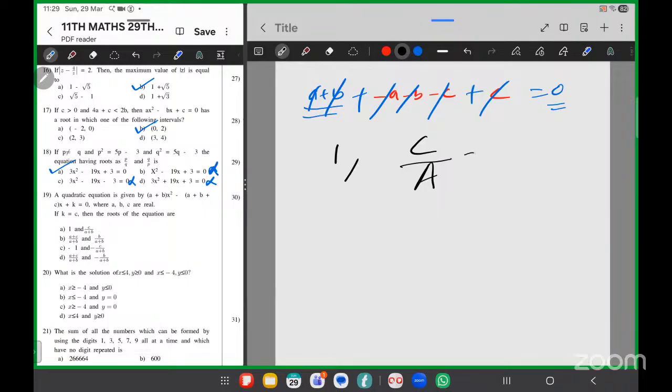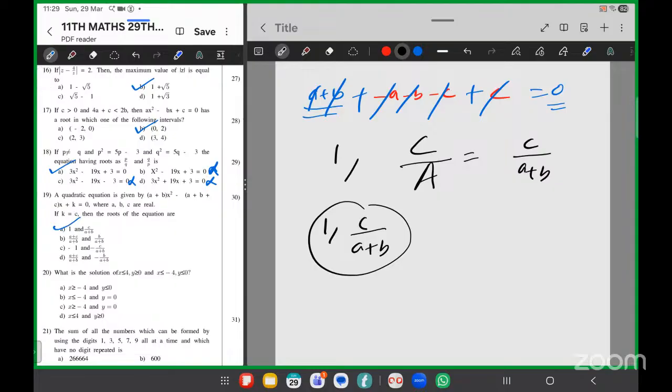In place of C we have C, and in place of A we have A plus B. The roots will be 1 and C by A plus B. So option 19A is the correct answer. If the sum of the coefficients is equal to 0, then one of the roots is 1 and the other root is C by A. Here C is C, and A is A plus B. So the roots will be 1 and C by A plus B.